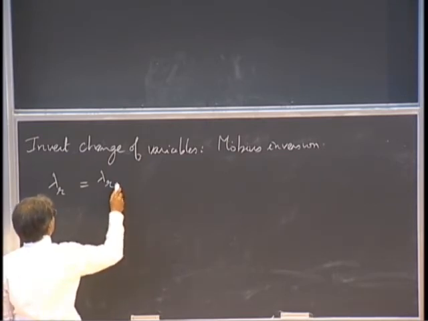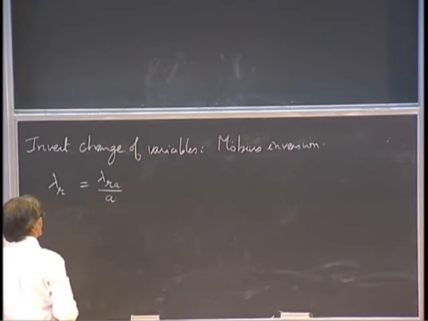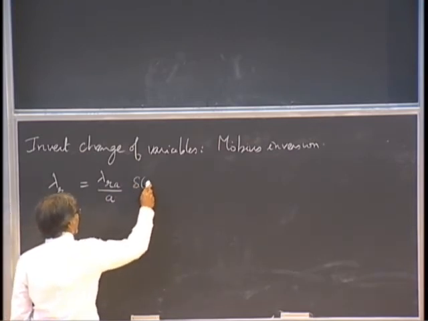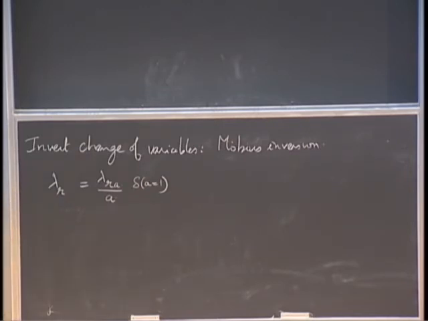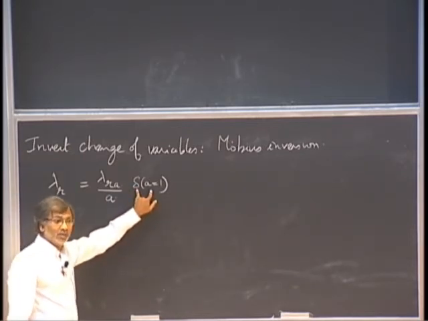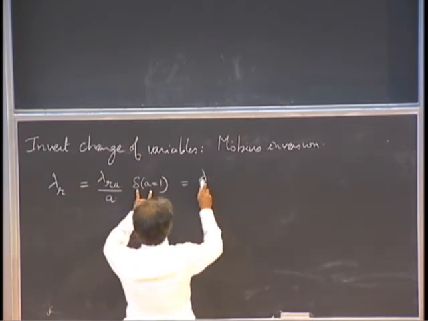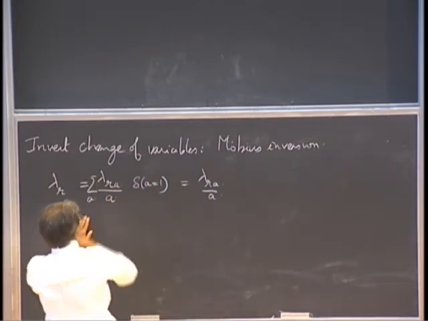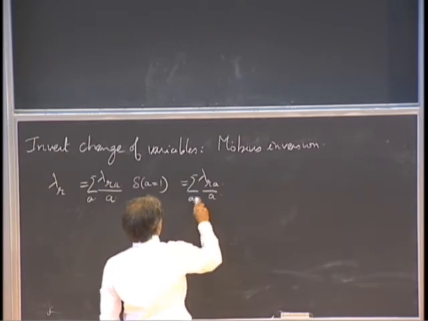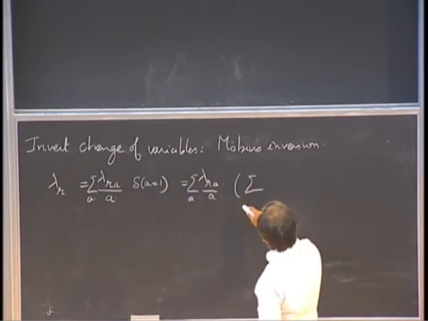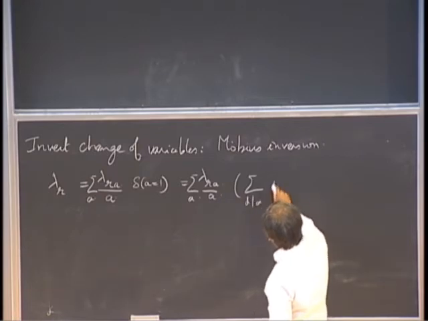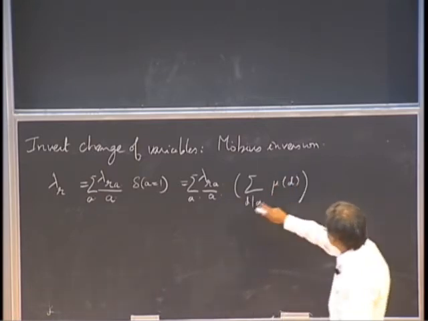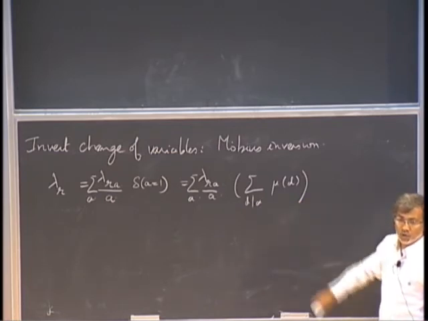Let me write lambda of R as lambda R times A divided by A, where A must be equal to 1. If A is exactly equal to 1, then this is okay. So this is 1 if A is 1, 0 if A is not 1. But I know how to write that with Möbius inversion. So let's put a sum here over all A. This is just a sum over D dividing A of the Möbius function of D, which is equal to 1 if A is 1 and 0 otherwise.